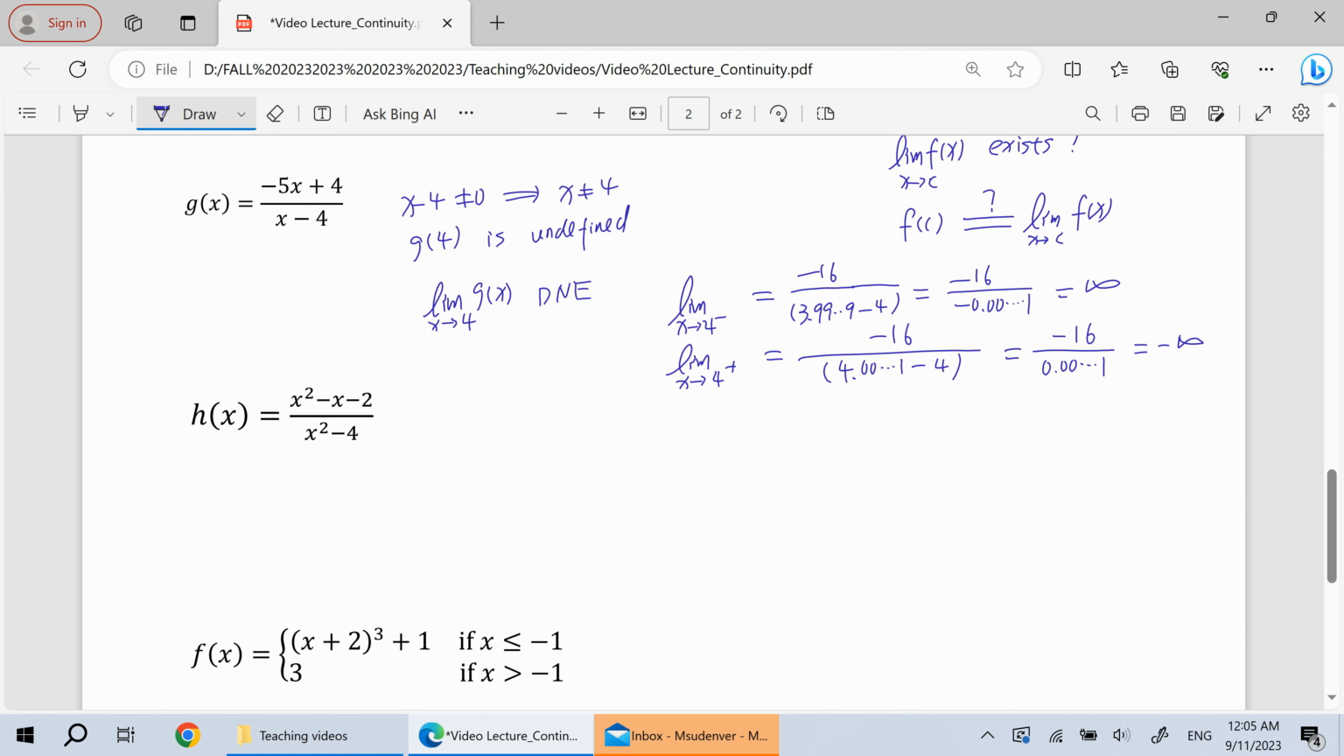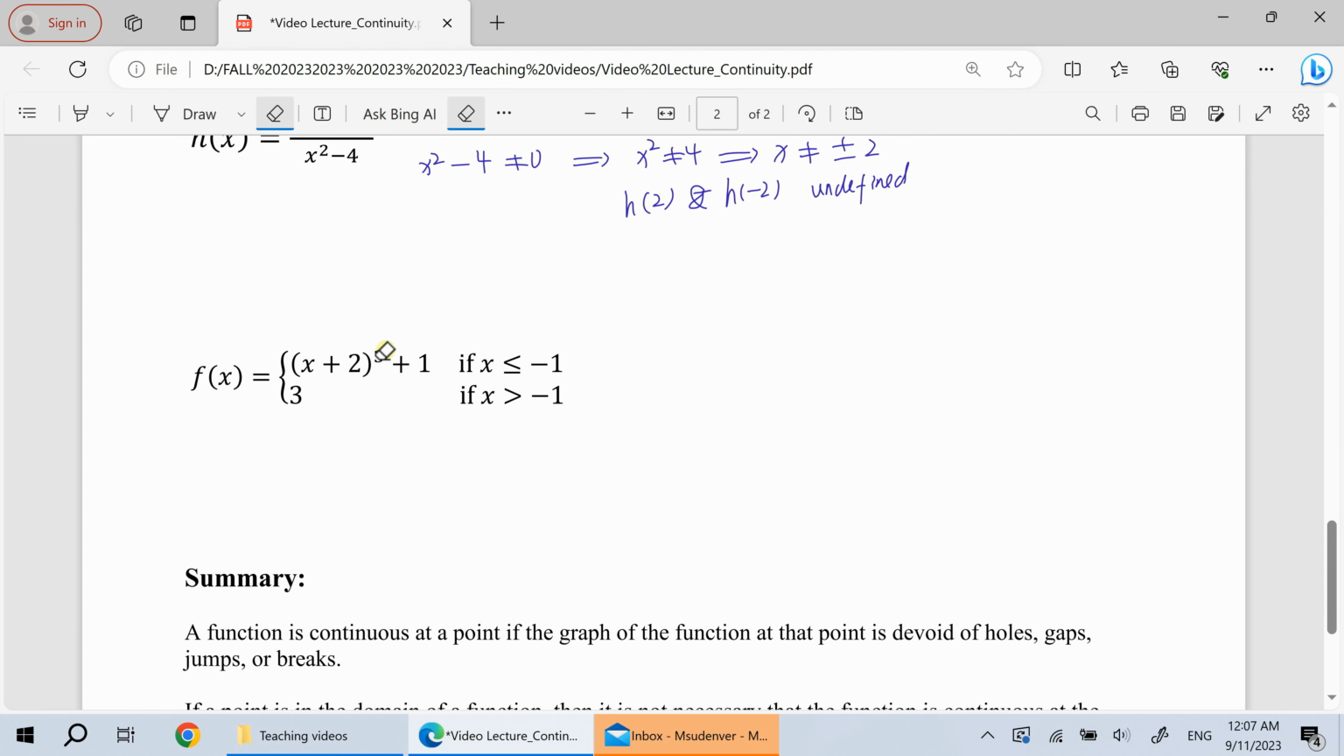This one, we see the quotient, the denominator can't be 0. x can't be positive 2 and negative 2. So h of 2 and h of negative 2 are both undefined. So we could just stop here. This function is not continuous.